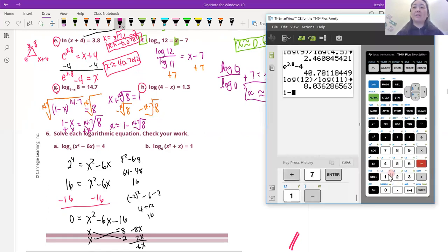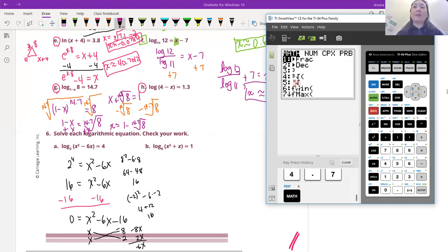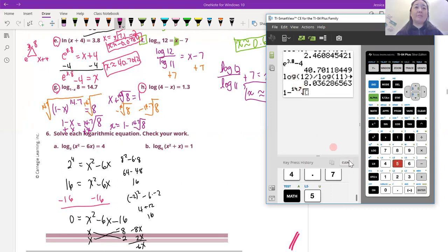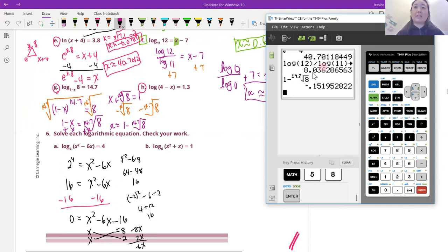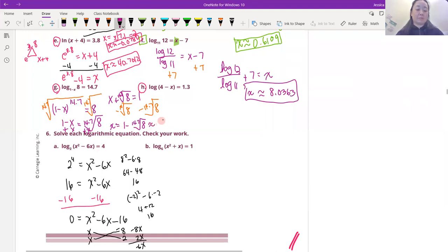So in our calculator, this is what it's going to look like. So 1 minus 14.7, and I'm going to go math, and then number 5. There we go. And then we're going to do the radicand of 8. So that's going to be negative 0.15, it can't be 19, right? So it's actually rounded up to 20. So this is about negative 0.1520. And we state the zeros to show that we have indeed rounded to 4 decimal places. That's just what it ends up being.